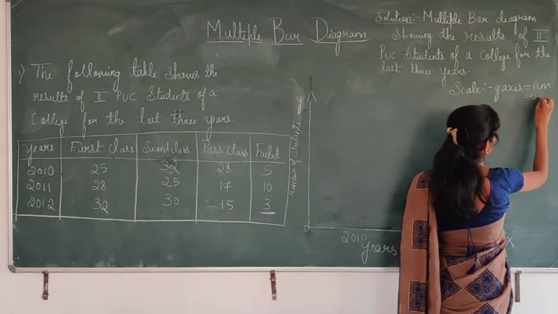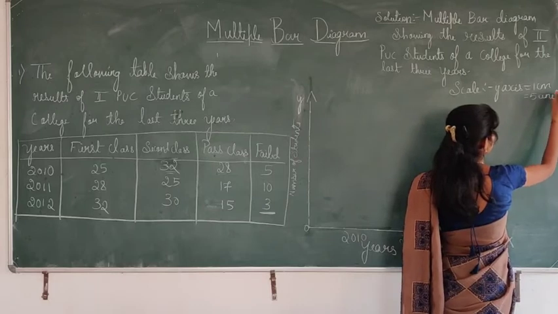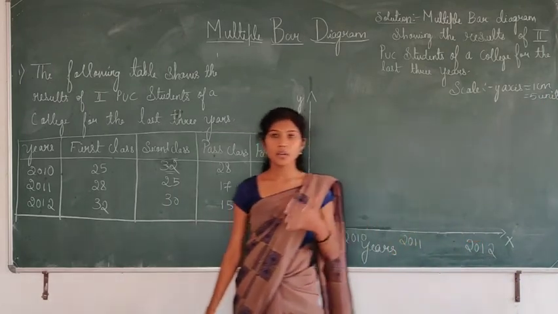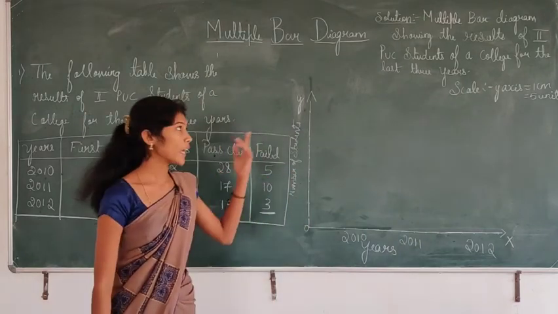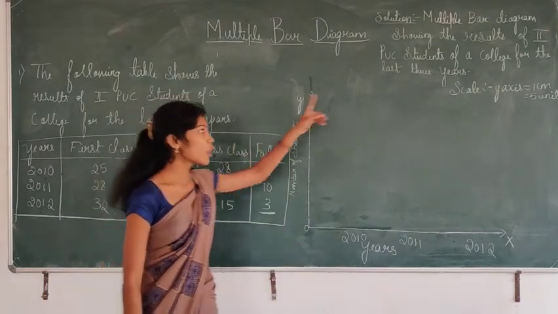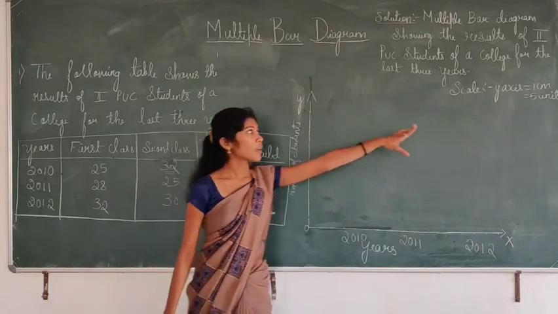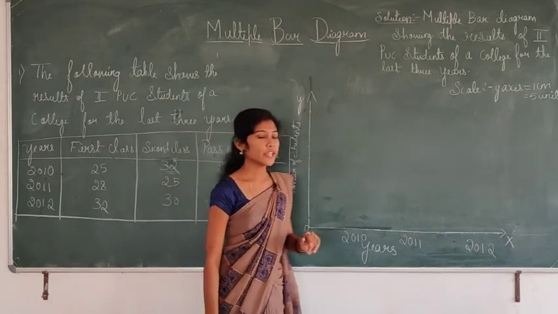Equal to 5 units. As per your convenience, you can take the scale. Here I am going to take 1 centimeter gap, okay, equal to 5 units.